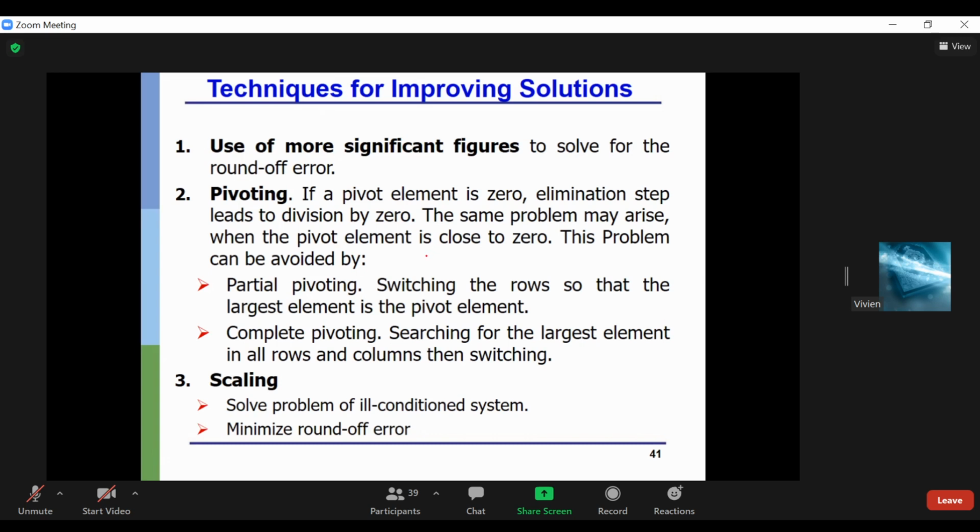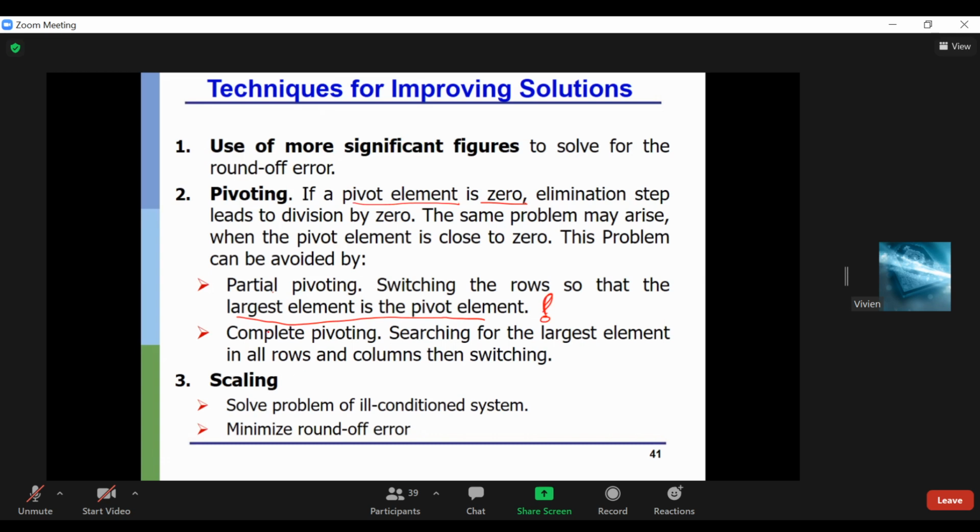So the main aim here is to avoid a 0 value as the pivot element. How can we avoid this? We can do partial pivoting. It means that we switch the rows so that the largest element is the pivot element. This is the best practice. So please try to choose the largest element as the pivot element, so we are going to switch the rows.